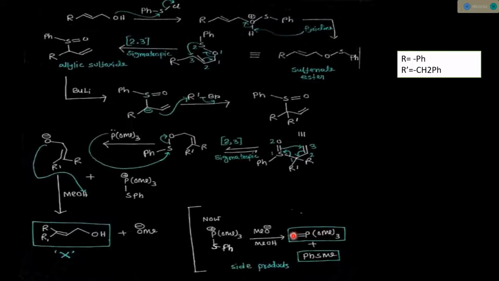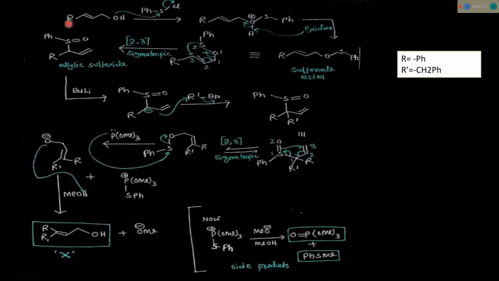So this P double bond O is a very stable bond, that's why this molecule will form along with PhMe and some side products. So the expected product of this reaction is this allylic alcohol. These are the side products. This is called phosphine oxide. So this is a stable molecule because of the P double bond O, a stable bond.